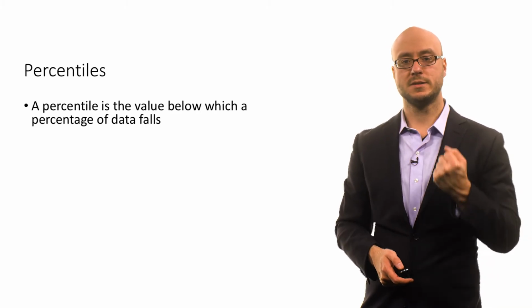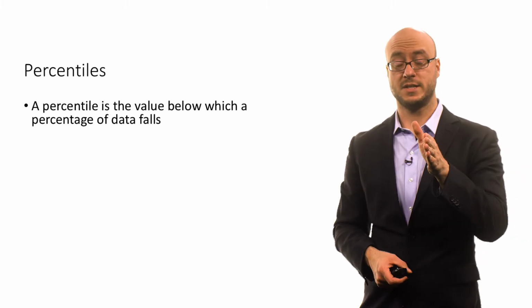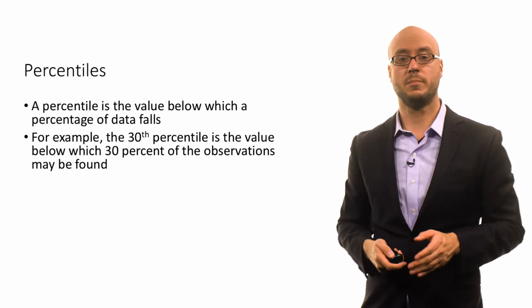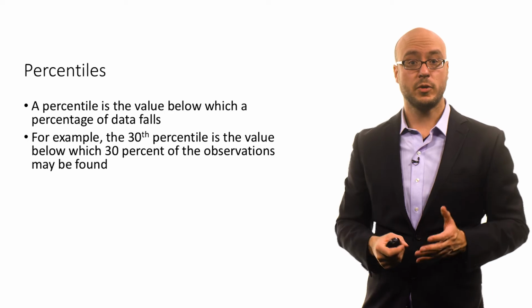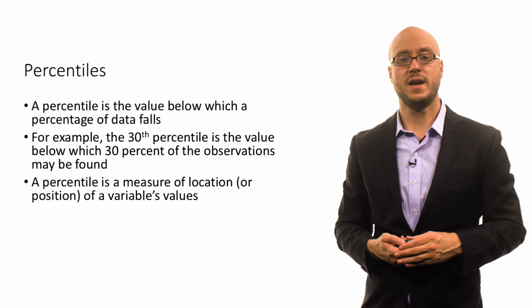So the median is the 50th percentile, but what about other percentiles? The 75th percentile? Well, a percentile is simply the value below which a percentage of the data falls. So the median is the 50th percentile. That means 50% of the data are below the median, 50% of the data are above the median. Well, what about the 30th percentile? Well, the 30th percentile is a value below which 30% of the observations may be found.